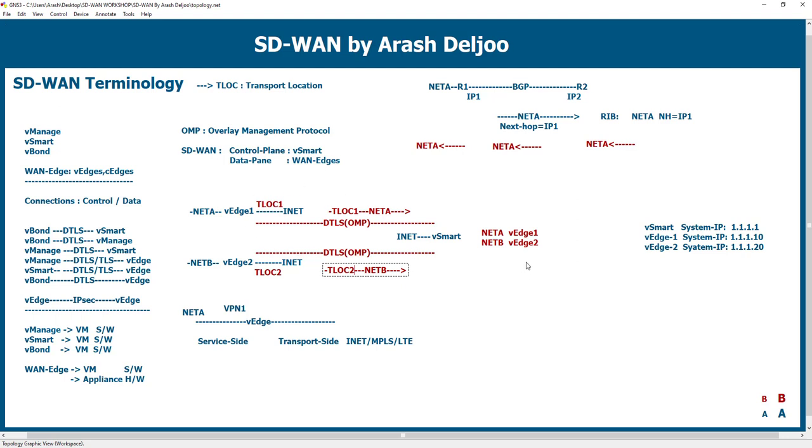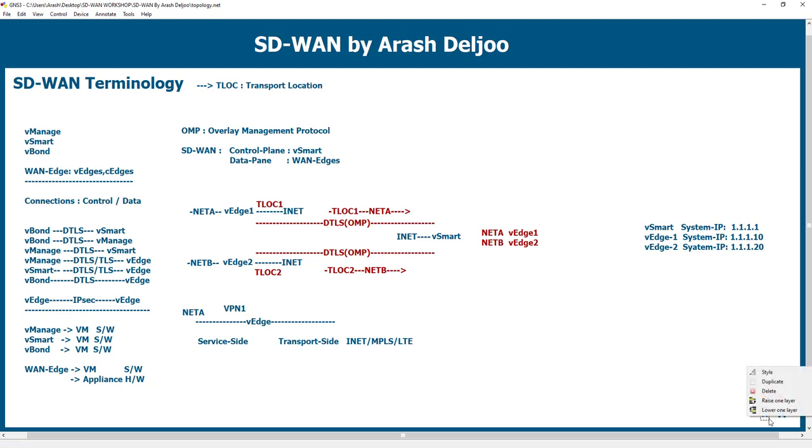Okay, what is a TLOC? TLOC is transport location. TLOC means transport location. And TLOC has a definition. I want to talk about TLOC especially. Okay, the TLOC definition is this: TLOC equals first the system IP.